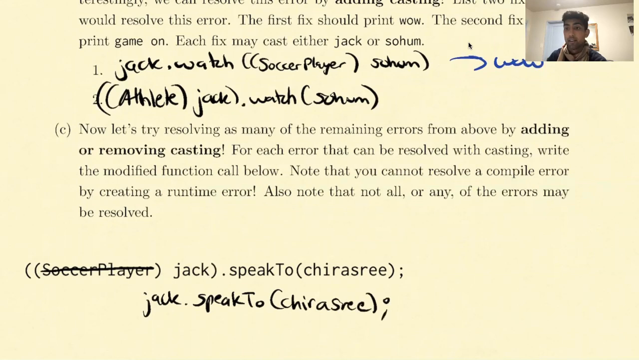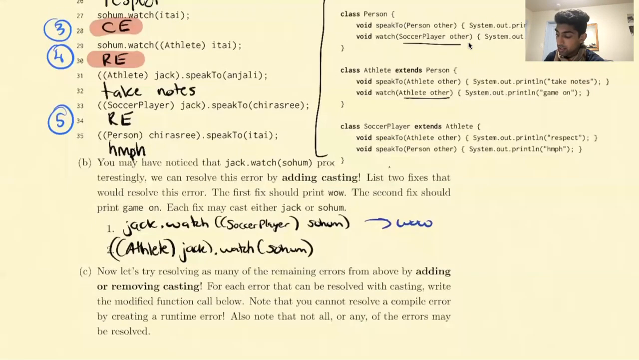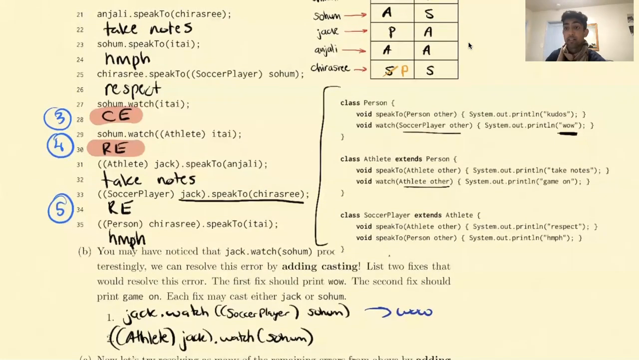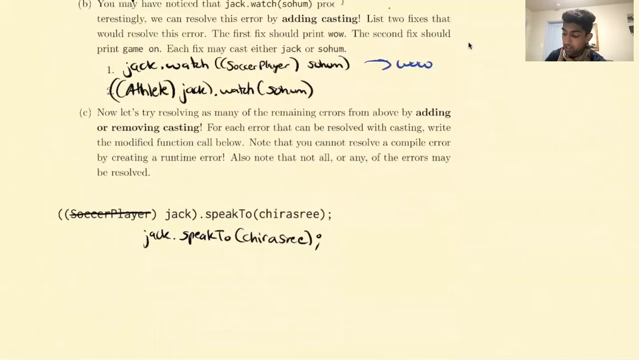Okay, so why does this work? Let's quickly walk through why this works. Now what we're just doing is jack.speak to Chiroshri. We're ignoring the cast. And I'm going to argue this solves the problem. This solves the problem because the only reason it errored before was that we're not allowed to cast Jack to be a soccer player. So after getting rid of that cast, now Jack will say I'm a person, we'll look in the person class for a speak to method that takes in a soccer player. We find one that takes in a person, this suffices, there's no error anymore. Okay, so this is the only actual fix.